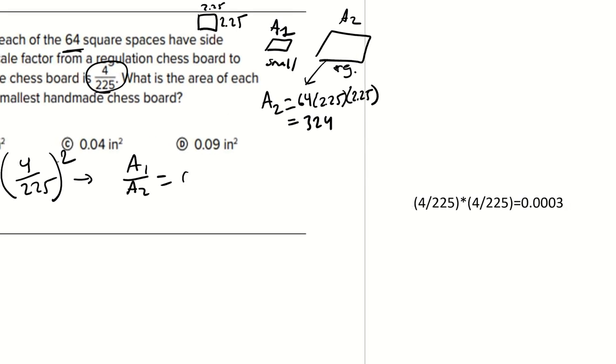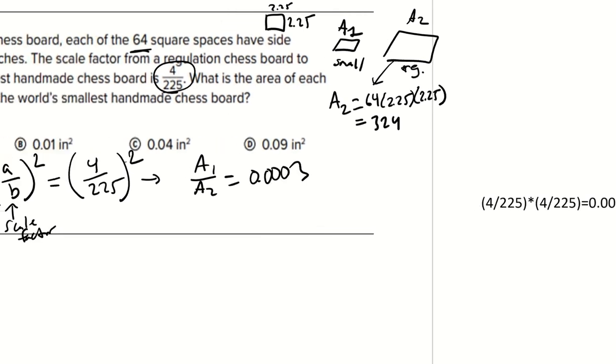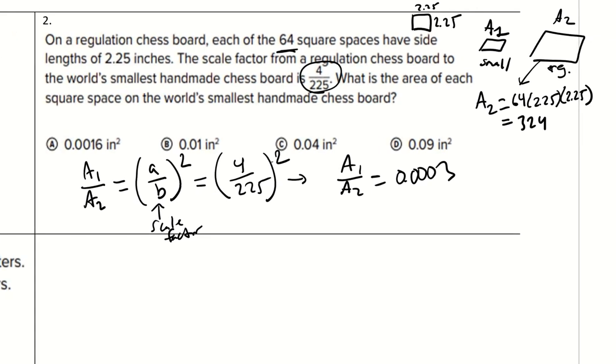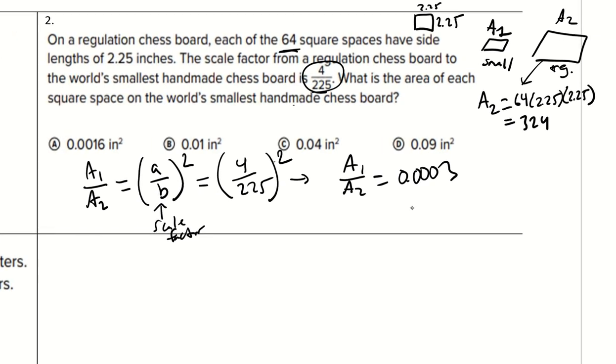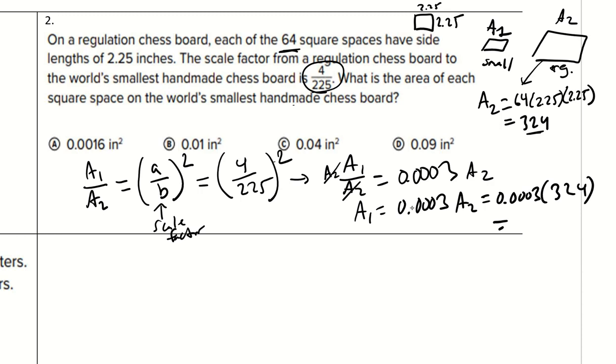All right, so 0.0003. And then we want to solve for the area of each square space on the world's smallest handmade chessboard. So we need to solve for A1. I'm going to multiply both sides by A2 to cancel. So A1 is equal to that times A2. But we already know what A2 is. A2 is 324, right? So I'm going to do this times 324. And that gives me 0.1024.